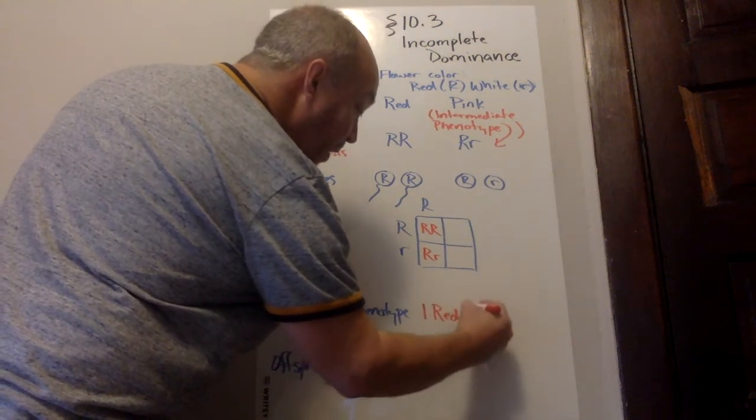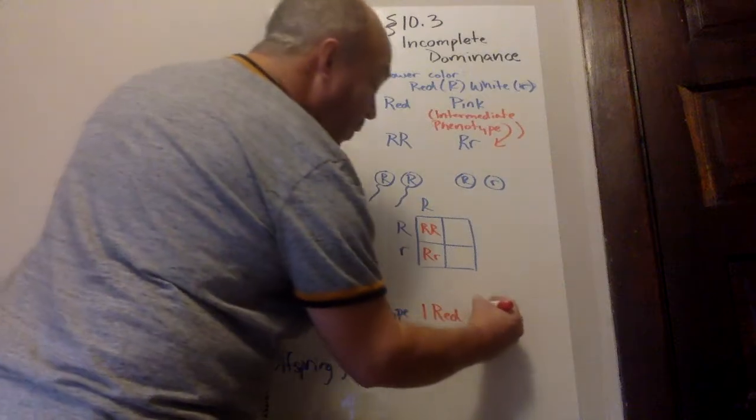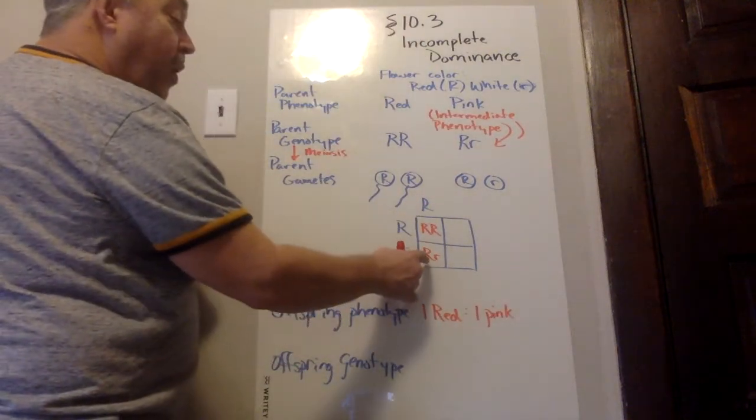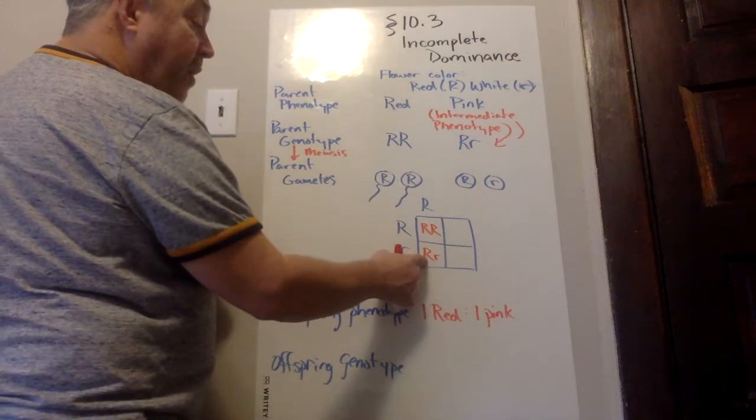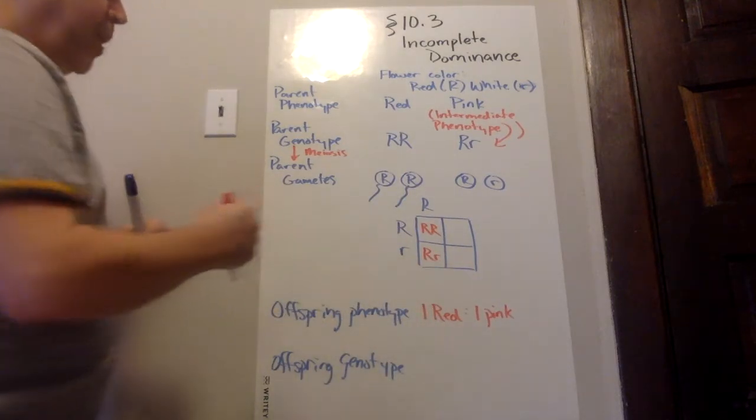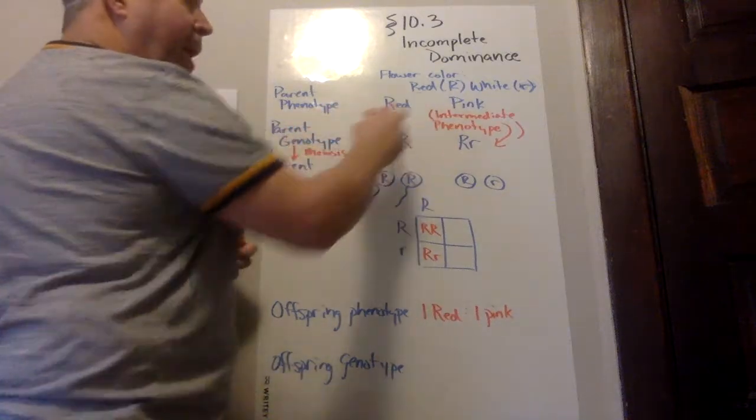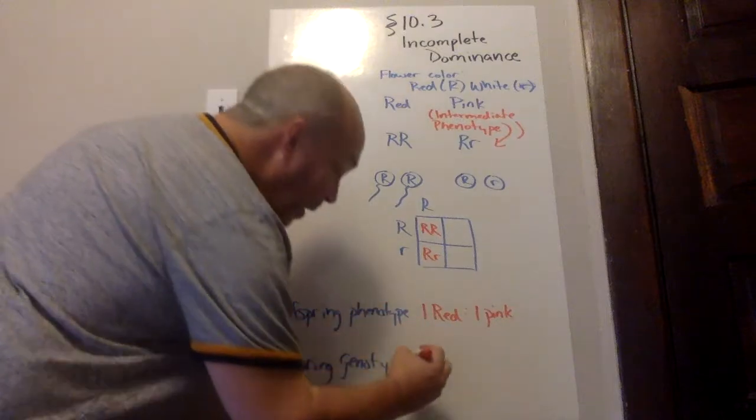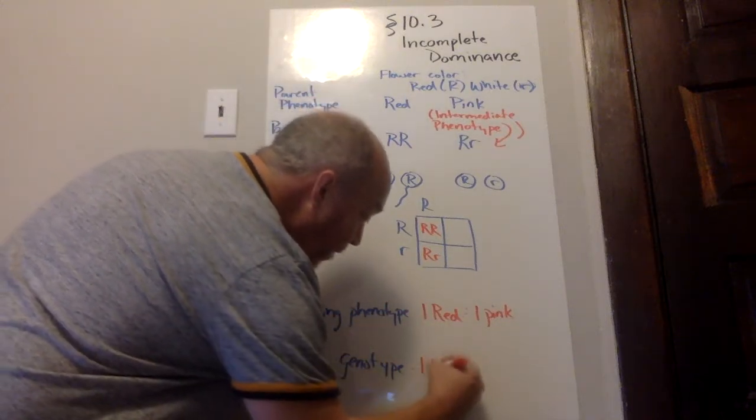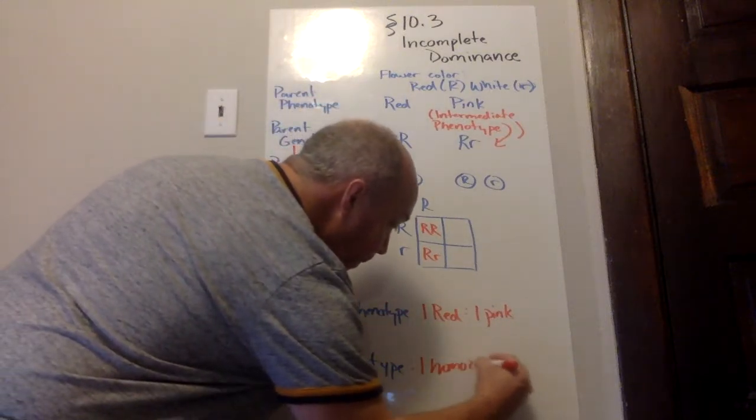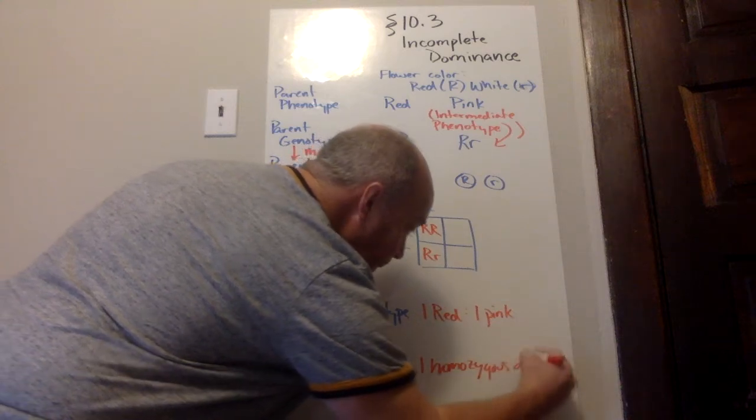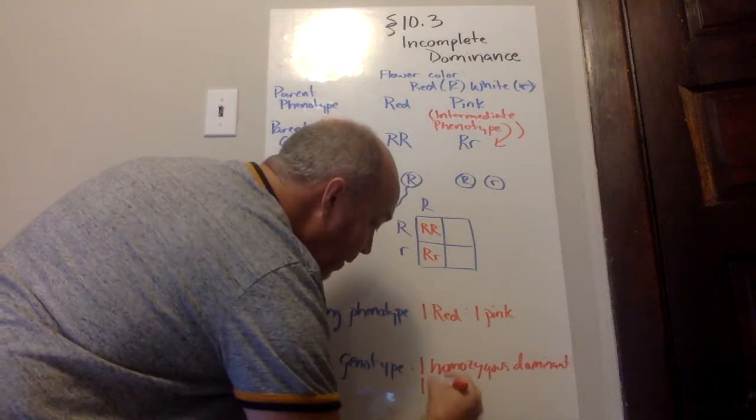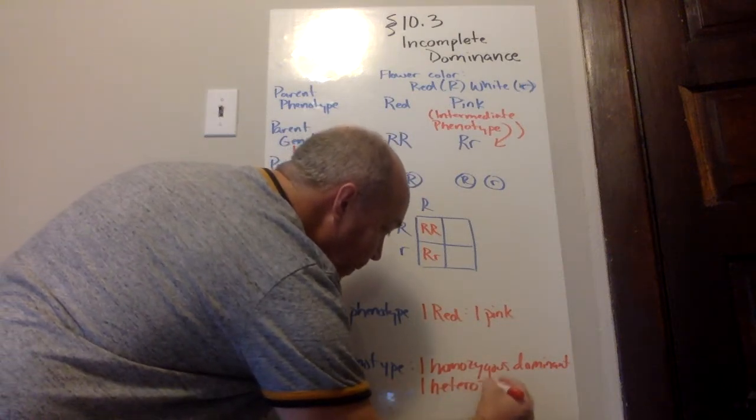So our offspring could be 50% red or 50% pink. Remember, when you have incomplete dominance, you take the dominant and the recessive and you blend them together. If you blend red and white, you get pink. This individual is homozygous dominant, and the pink individual is heterozygous.